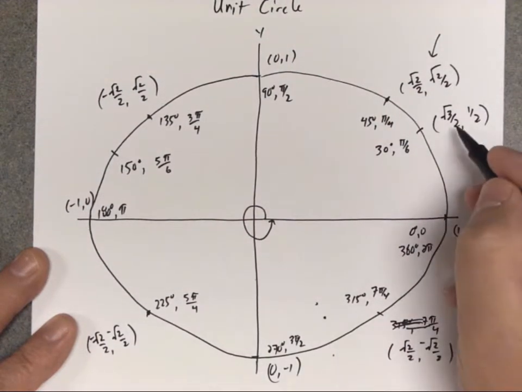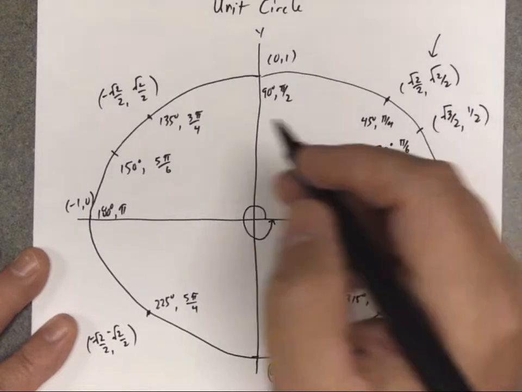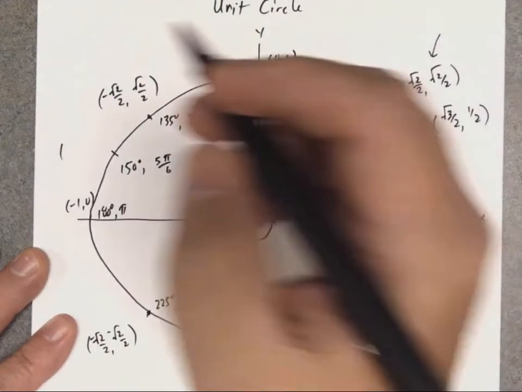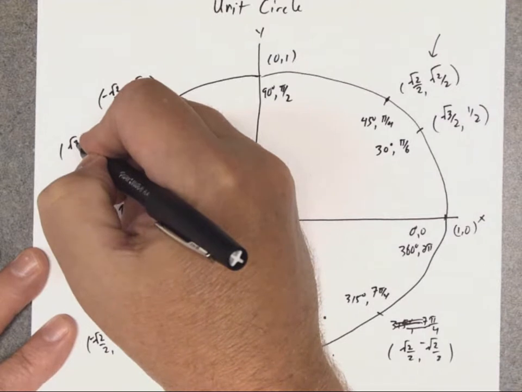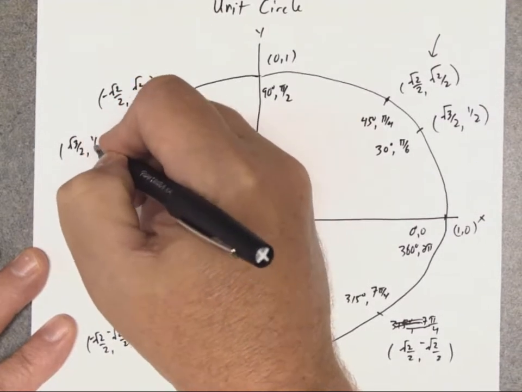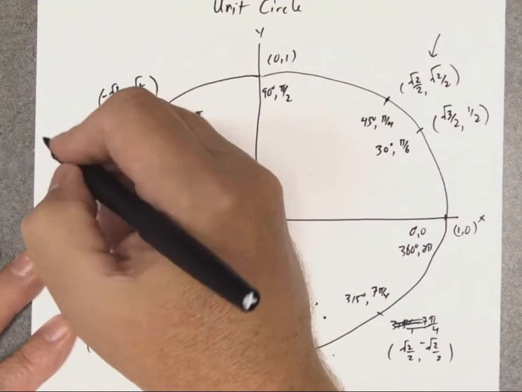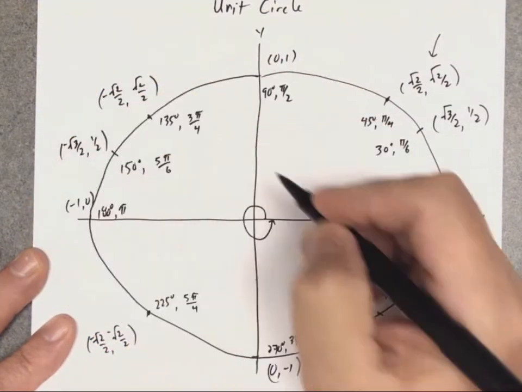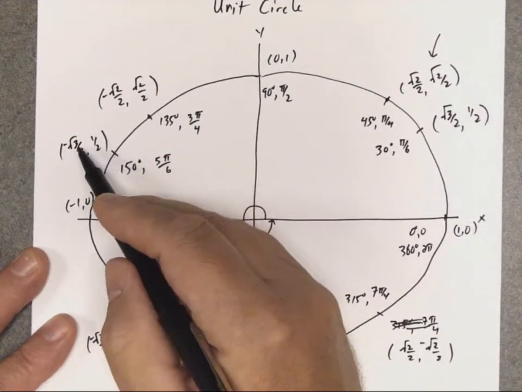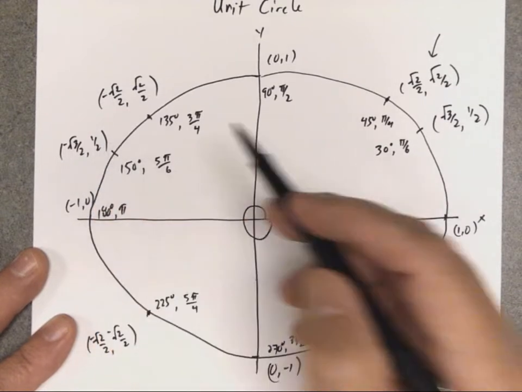And the nice thing is, both the numbers here are going to be the same as over here, except for the signs. Right here, I know the x is negative, so I put a negative here, and this point is negative square root of 3 over 2, 1/2.